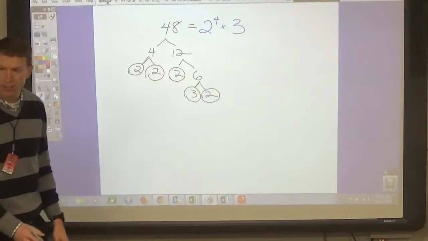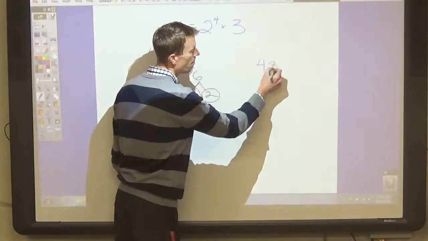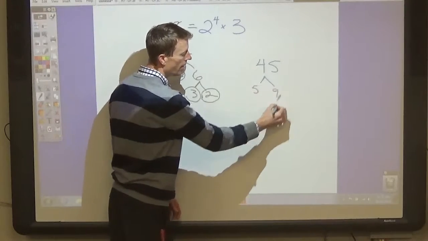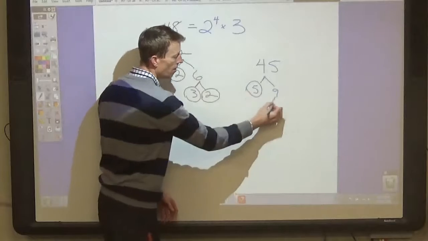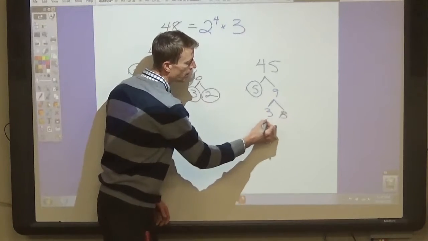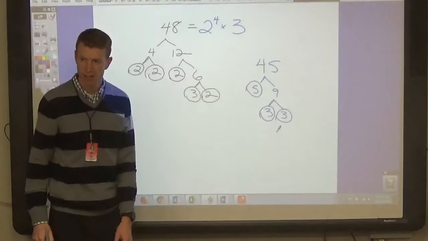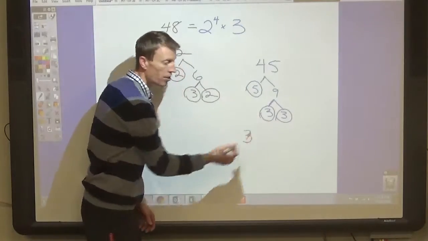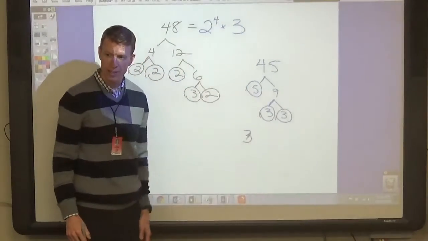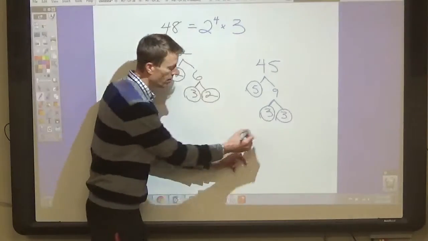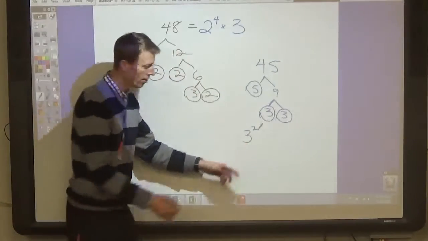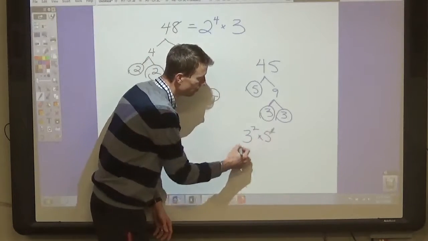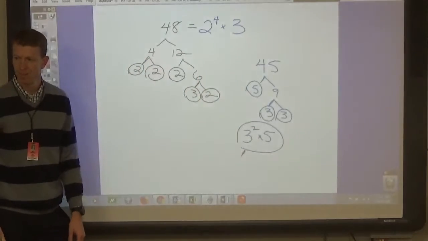45? Then you factor it differently. You use different numbers, right? So you would make 45 with 5 and 9. 5 is prime, but 9 is not prime. 9 is made with 3 and 3. 3 times 3. So we do 5 times 3 times 3. Well, you start with the smallest prime factor. How many 3's are there? So 3 to the second power times what? 5. Good.